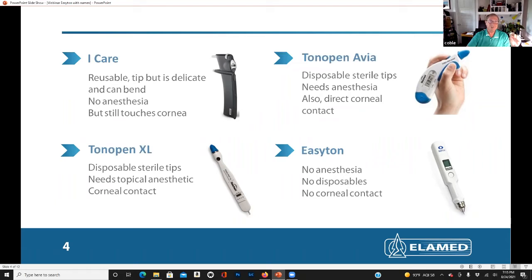It still does touch the cornea. It pops on the cornea like 100 times in a second. And so you still have that apprehension for somebody that doesn't like to have their eyes touched.